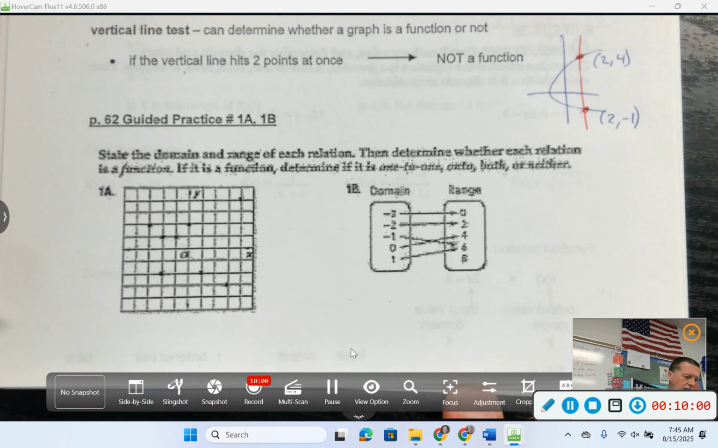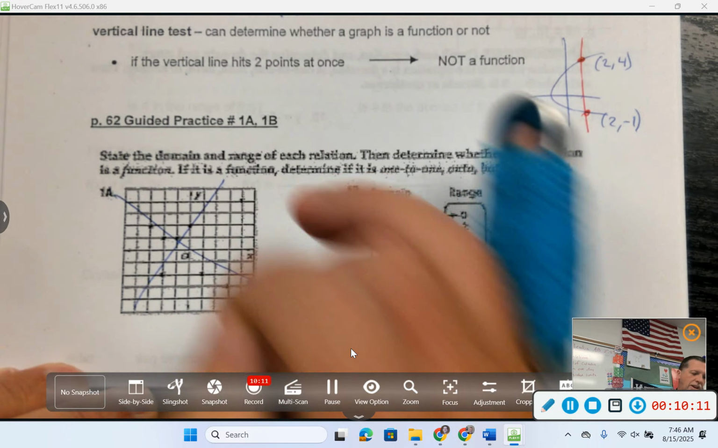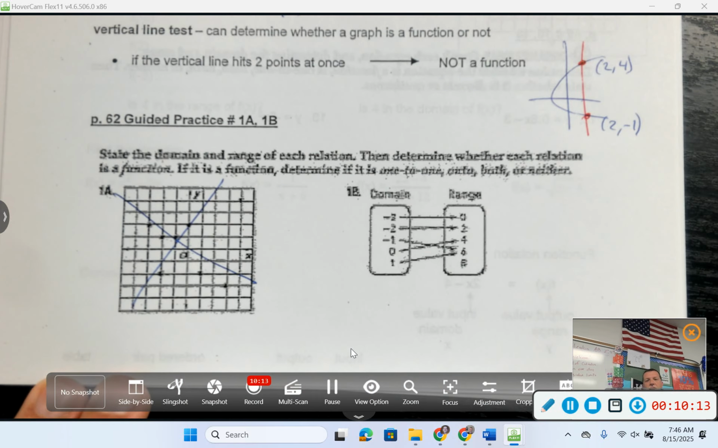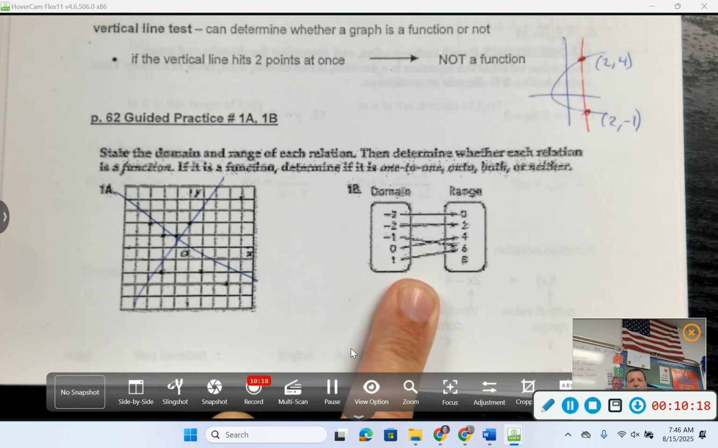Okay. State the domain and range of each relation. If you can read this, then determine whether each relation is a function. If it's a function, determine if it's one-to-one. All right, I'm not doing that one. I can't read that. 18 is pretty blurry too, but the arrows alone can let me figure it out.